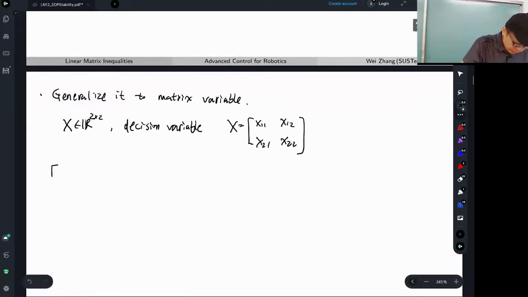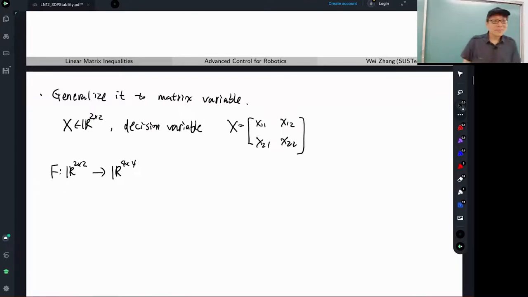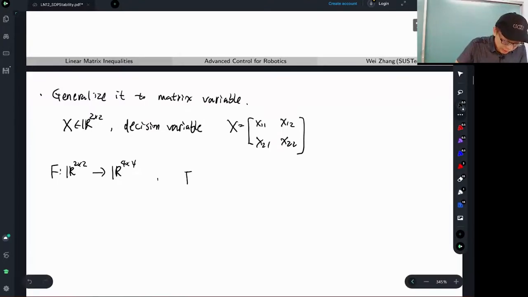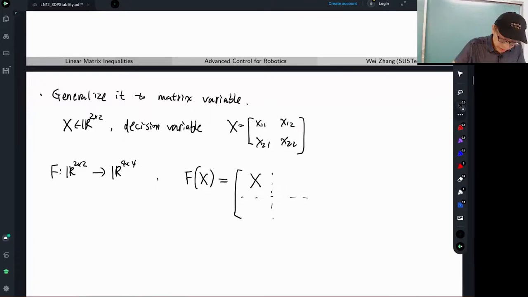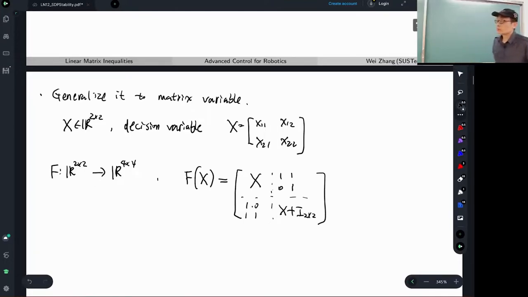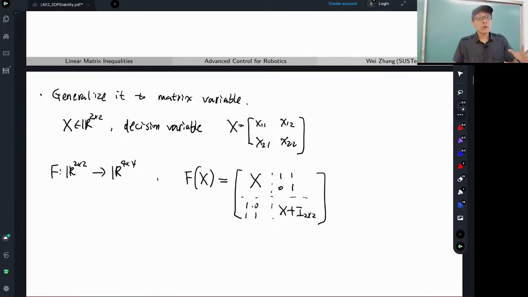Now I construct a function. This function maps from a matrix to, let's say, a 4x4 matrix, to make things a little bit harder. How do I define it? Capital X is a matrix. I construct a 4x4 matrix as follows. This block is X, a 2x2, right? And this part I will say is 1101. This has to be symmetric, so let's do the symmetric one: 1101. And this block is X plus the 2x2 identity. I use X to construct a 4x4 matrix.